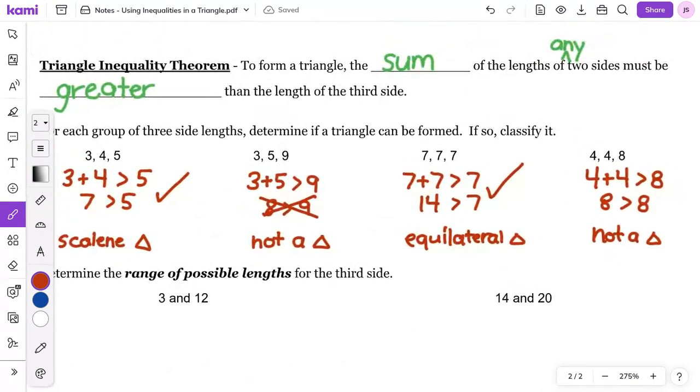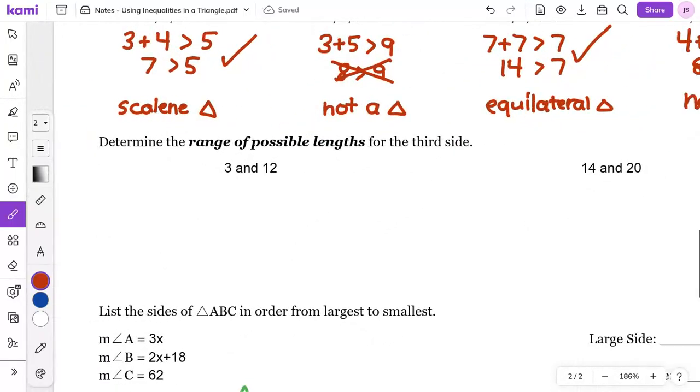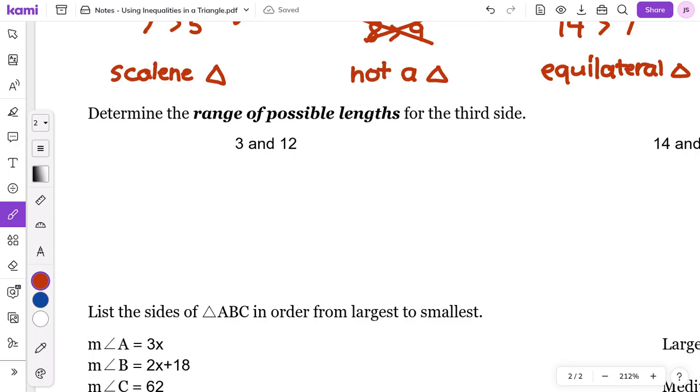The other way that we could use this theorem is to determine the range of lengths for a triangle. So like if we tell you that a triangle has a side length of 3 and 12, what are all the possibilities for the third side, right? You're not going to get one answer here. You're going to get a range. Typically, we would represent that with a variable. We'll use x for this, right? So it's going to be between two bounds, right? An upper and a lower bound.